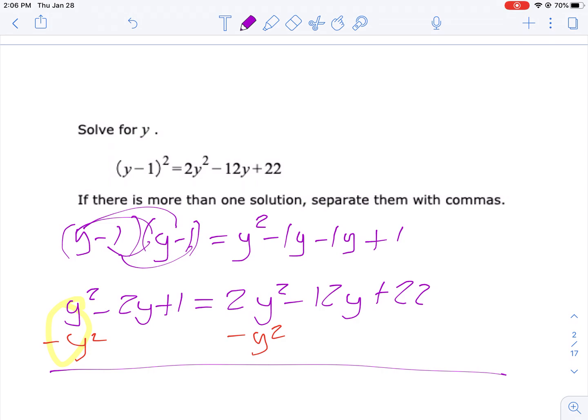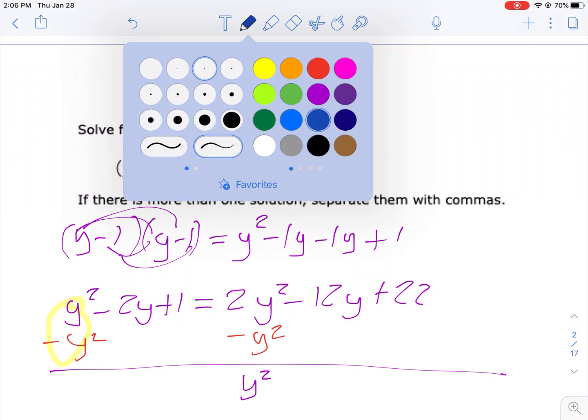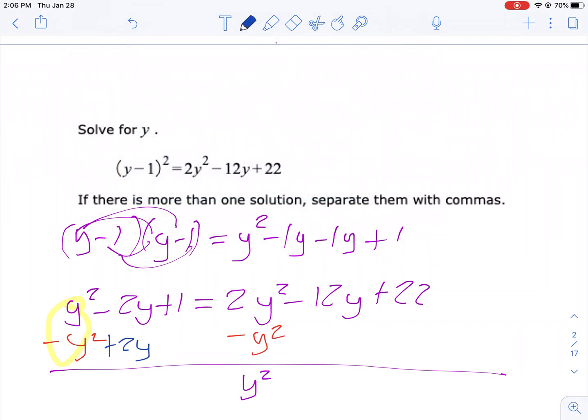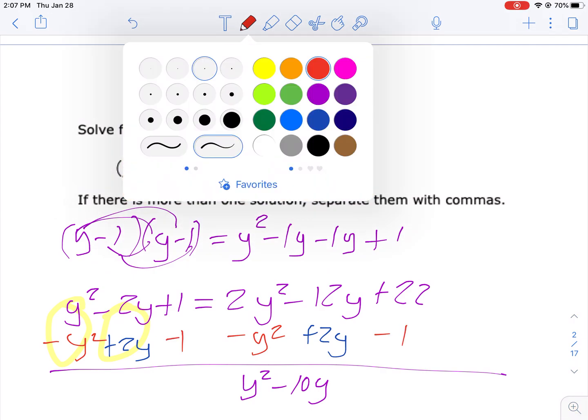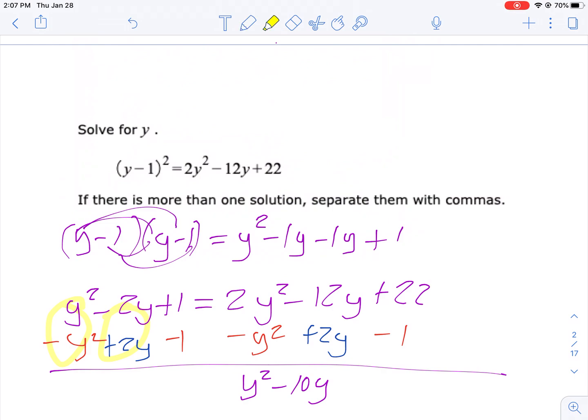On the right side, 2y squared minus y squared is 1y squared. Then we'll add 2y to both sides. And once again, negative 2y plus 2y makes 0. That's the reason we did that. And we go negative 12y plus 2y, that'd be negative 10y. And then finally, we'll subtract 1 from both sides. So once again, we get 0 on the left side. And on the right side, 22 minus 1 is 21, equals 0.